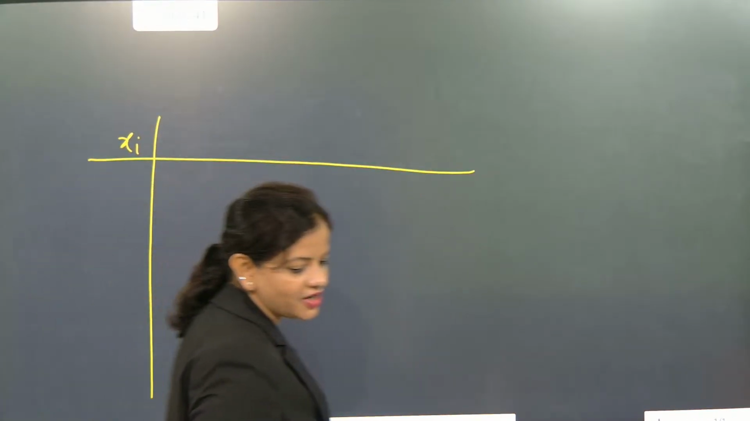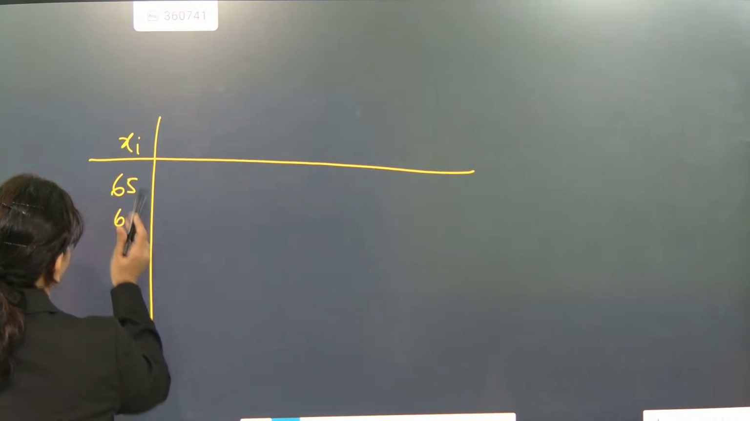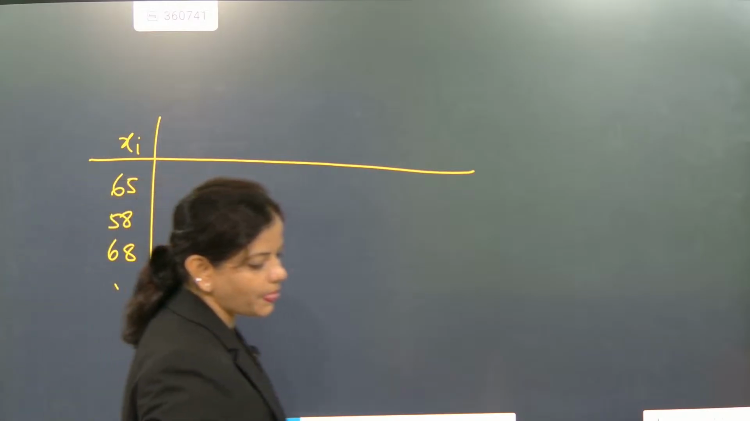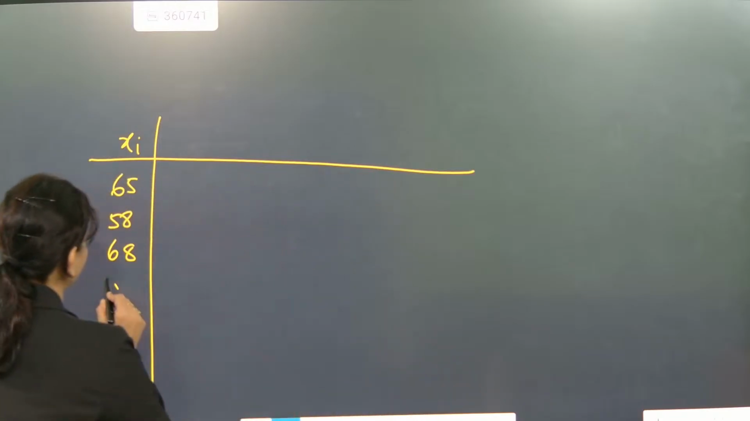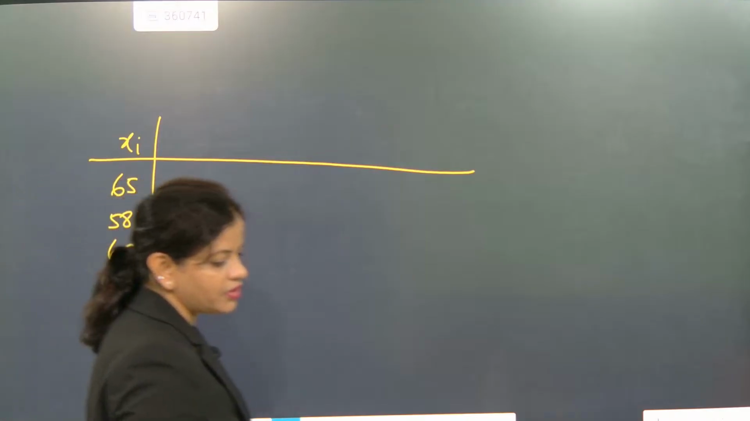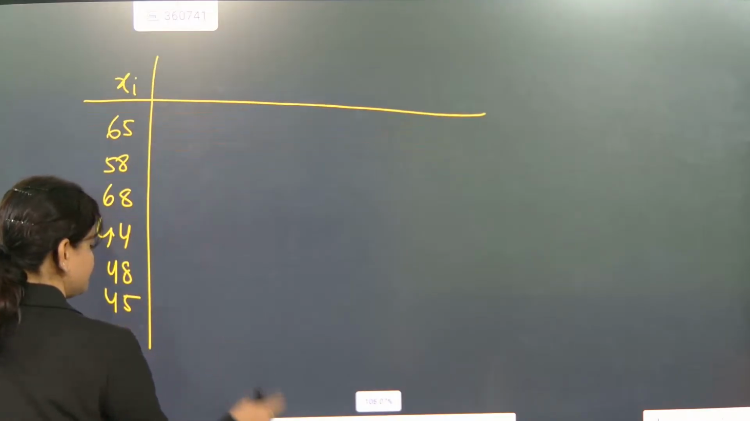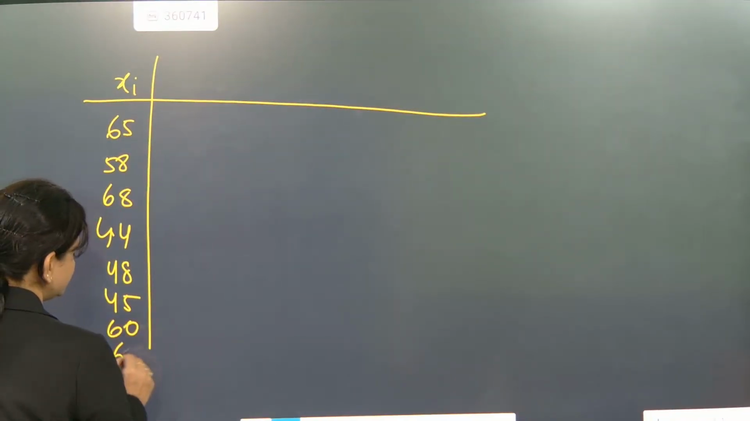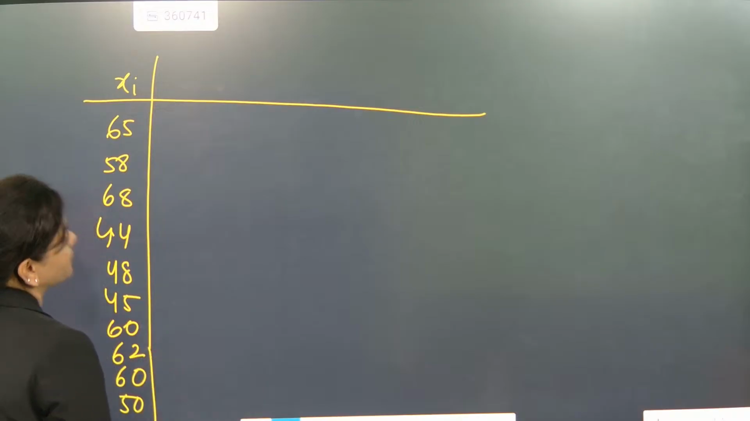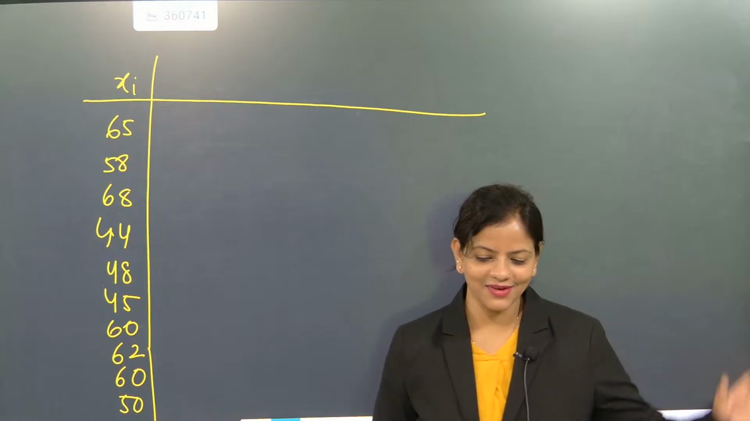If it is ungrouped data, so here 65, 58, 68, 44, 48, 45, 60, 62, 60 and 50. Done? Now find the variance and standard deviation.